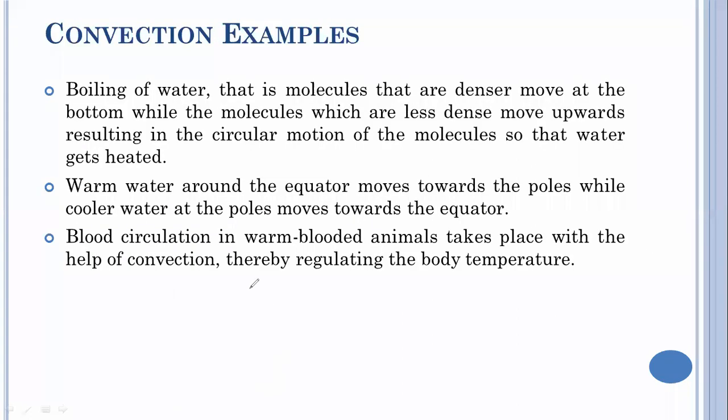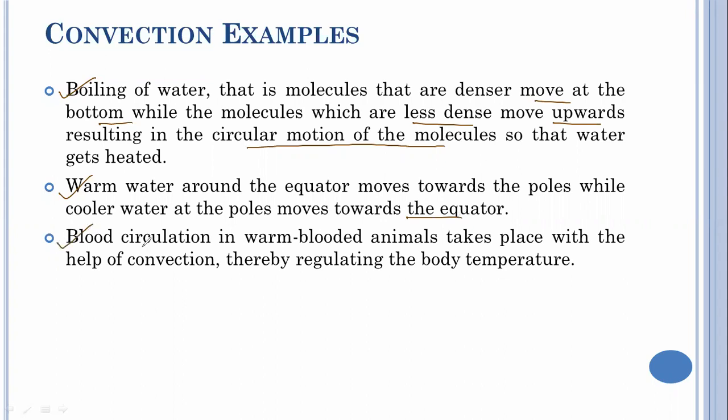Now let us see some examples. First we have seen the boiling of water, where the molecules that are denser move to the bottom, while the molecules which are less dense move upward. So basically a circular motion of molecules takes place and the water gets heated up, which I have already explained in the previous slide. Now the warm water around the equator moves towards the pole, while the cooler water at the pole moves towards the equator, right? So this is also one example of heat convection.